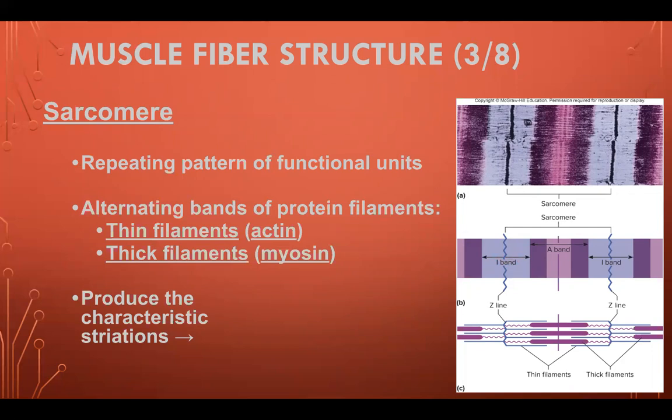The thin filaments are actin, and the thick filaments are myosin. The thin filaments contain a few other proteins too, but they're primarily actin. The thick filament also is slightly composed of another protein as well, but again is primarily myosin. So these sarcomeres, the overlaying of the actin and the myosin produce these stripes that we saw whenever we were looking at the muscle fibers under the microscope.